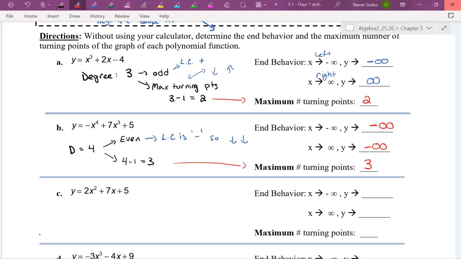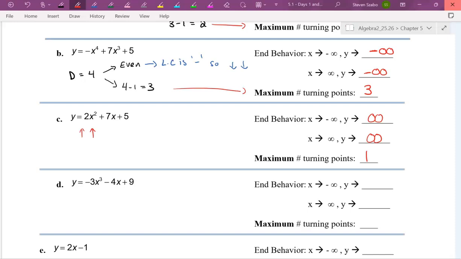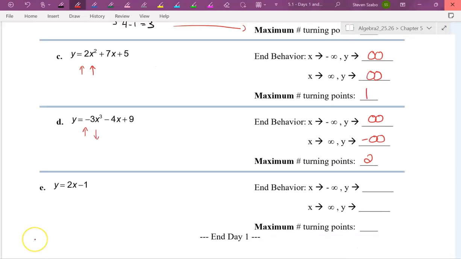Here's the answers for part B. Part C. Part D.